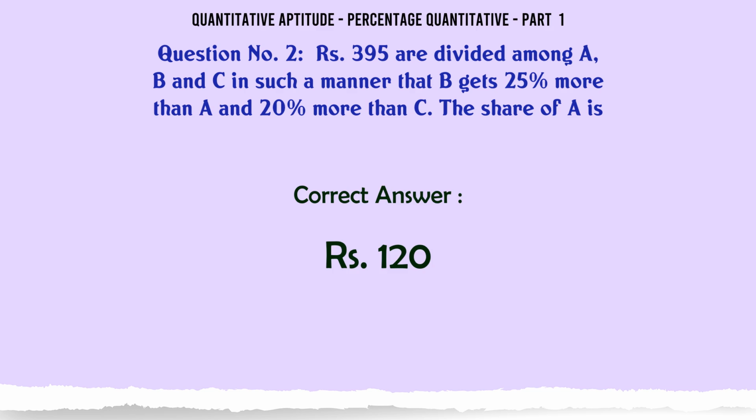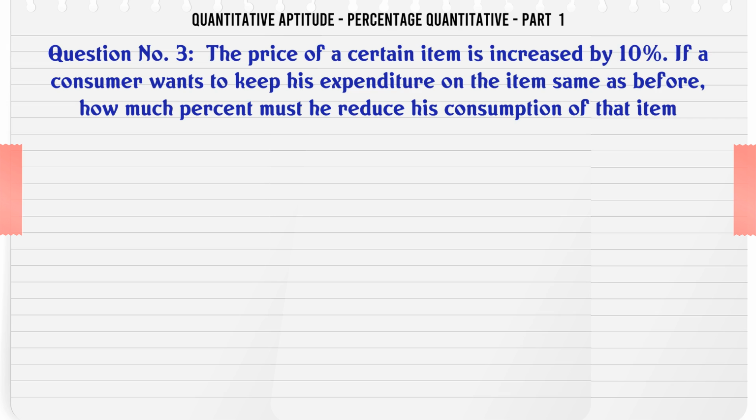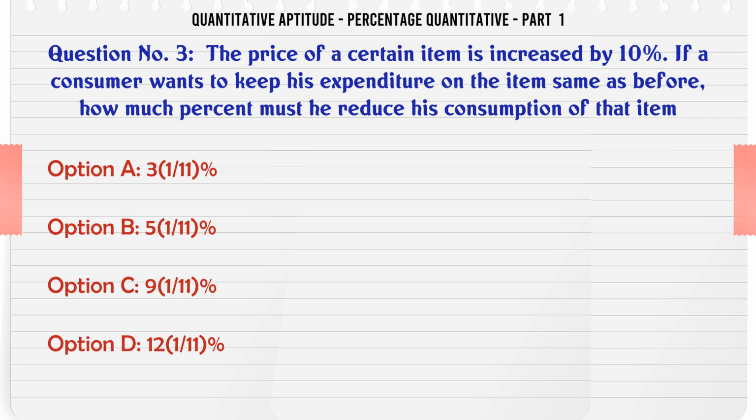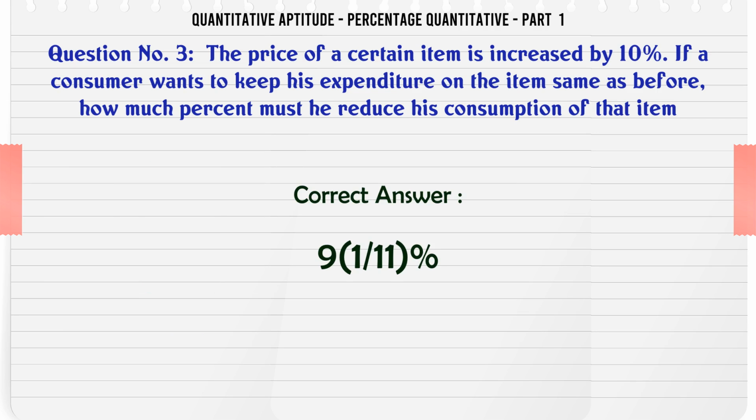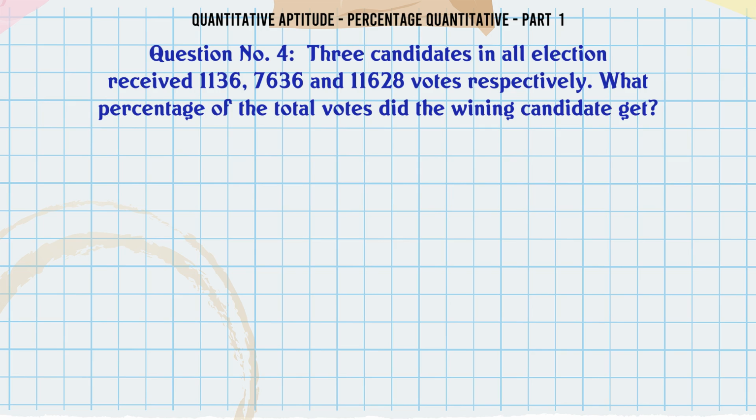120 rupees. The price of a certain item is increased by 10%. If a consumer wants to keep his expenditure on the item same as before, how much percent must he reduce his consumption of that item? A 31.11%, B 51.11%, C 91.11%, D 121.11%. The correct answer is 91.11%.